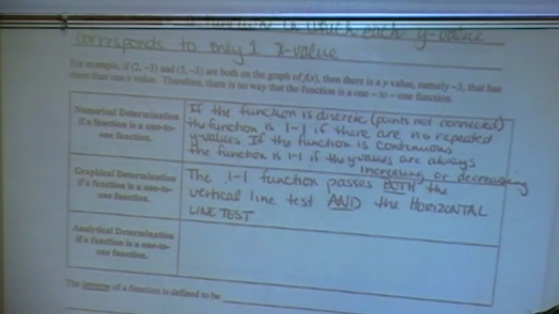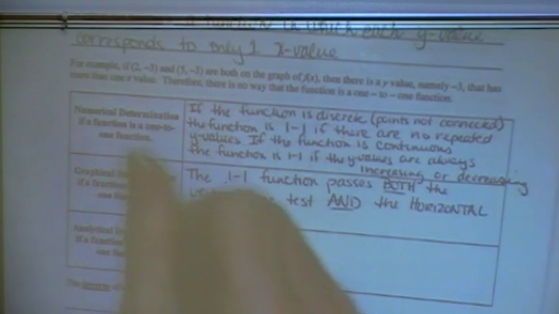But, for example, the square root function passes the vertical line test. It also passes the horizontal line test. Okay, does everybody understand? So it's the same test. Draw a horizontal line, and if it touches more than once, that means it fails. All right. And then the analytical determination.